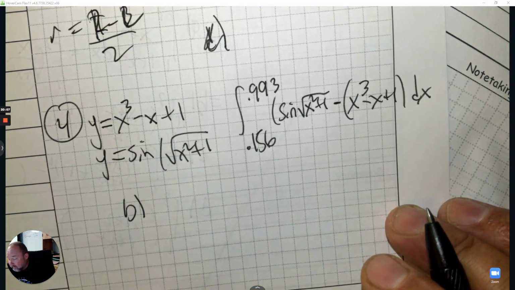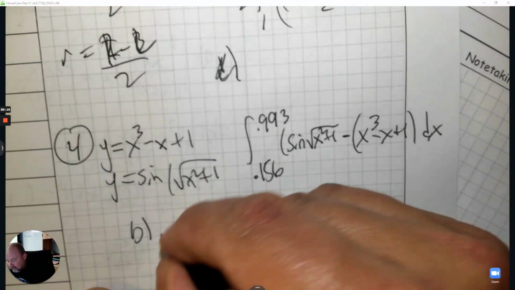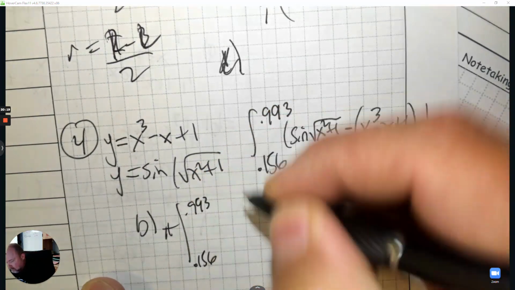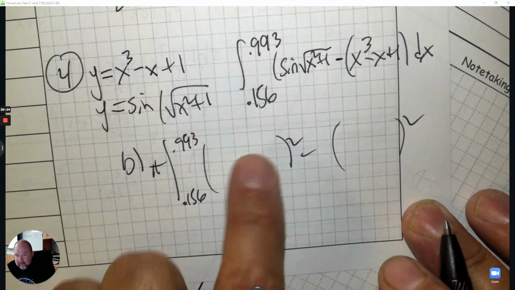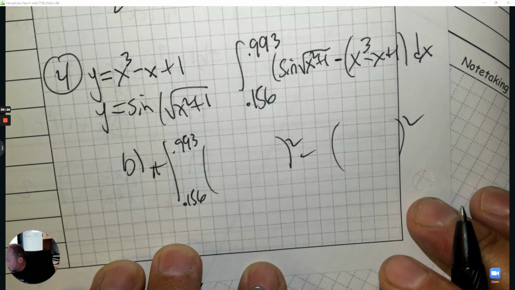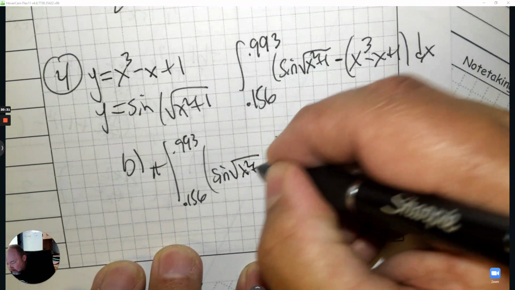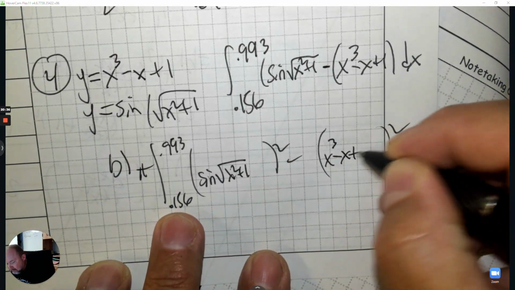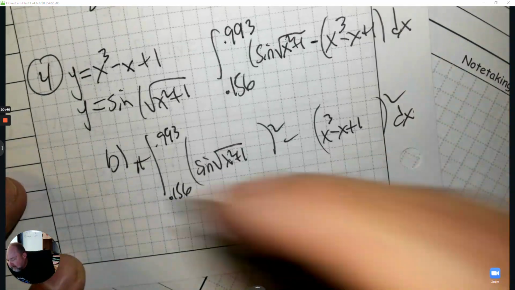Part B, find the volume around the x-axis. So you can see there's a space there, right, where the x-axis is at the very bottom. So that means there's two of them, same bounds. So pi r squared subtract pi r squared. So again, top subtract bottom. The red is on top. That's the trig. So the sine square root of x squared plus 1, subtract 0, I don't need. And then the bottom is going to be x cubed minus x plus 1, subtract 0, which I don't need, dx.